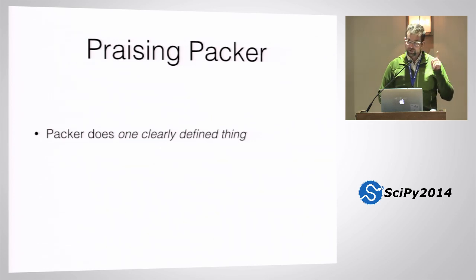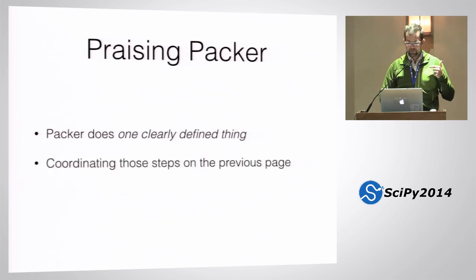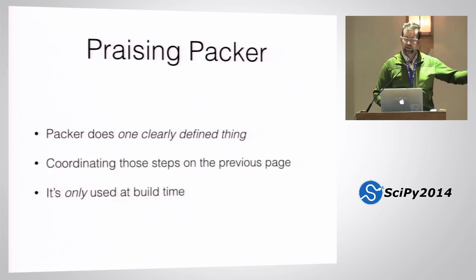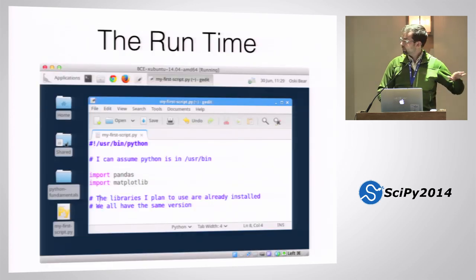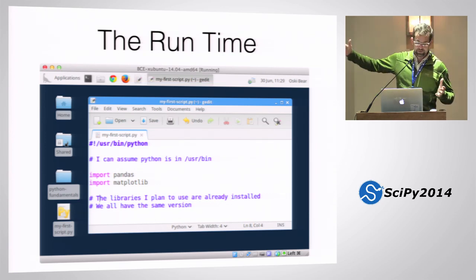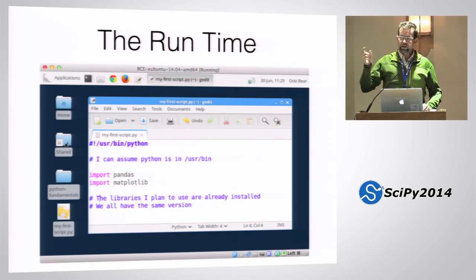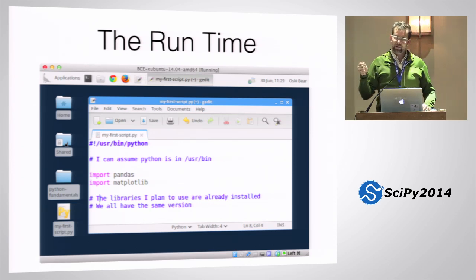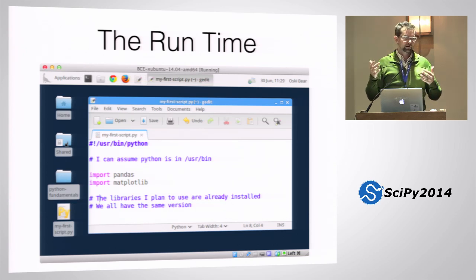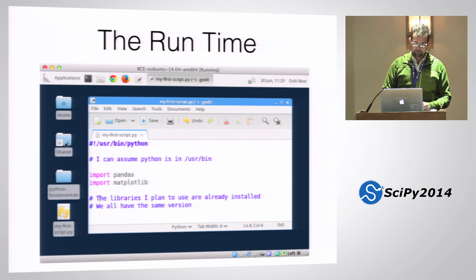Packer's great. It does one thing. Most other DevOps tools kind of do a lot. It coordinates all those steps on the previous page, and it's only used at build time. You use it, and then you forget about it. This is what our runtime looks like. It's really stripped down. Everybody gets the same editor, same colors, same pixels, basically. It's very easy to give descriptions on how to open the shell. You click on the little black square with the $ sign inside of it, right? As opposed to having idiosyncratic instructions for every possible environment.